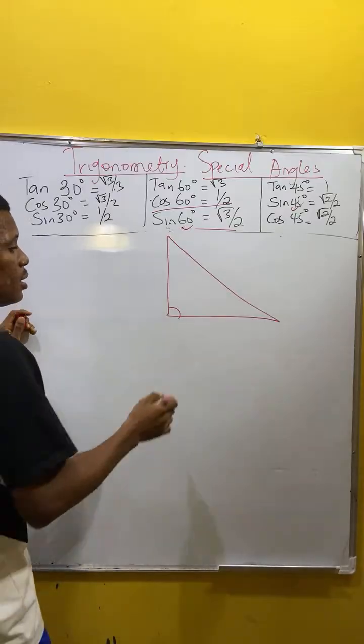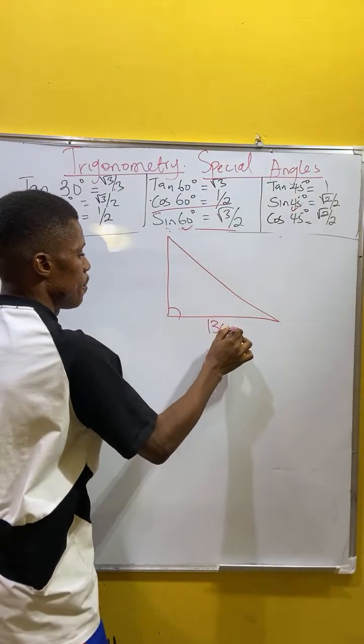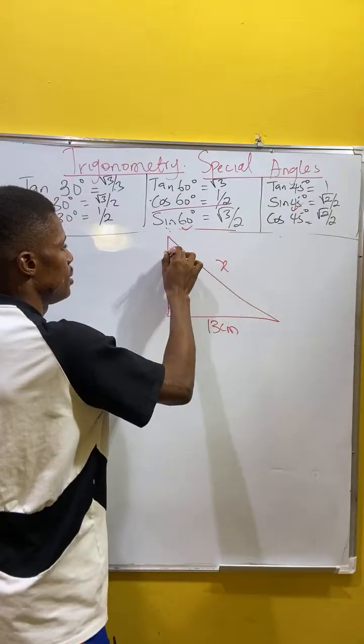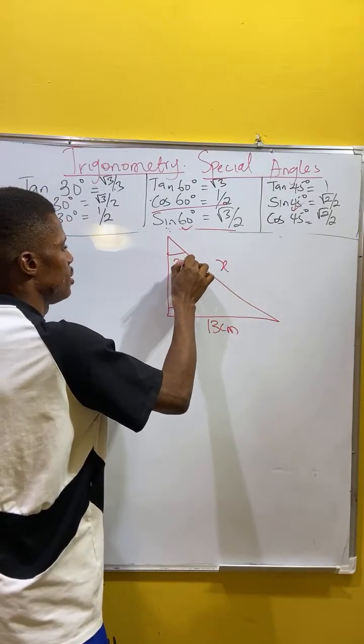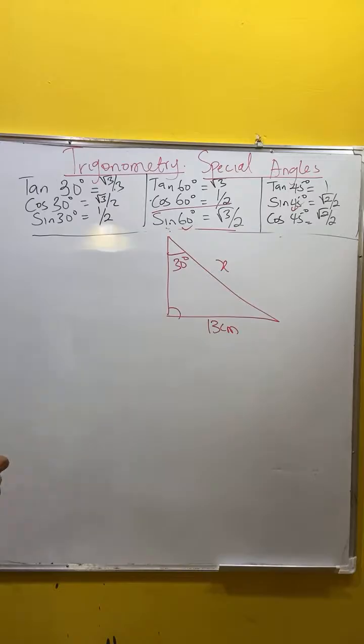Let's look at here. Here is 13 cm, here is x, and here is 30 degrees. So here, we are trying to find the missing side.